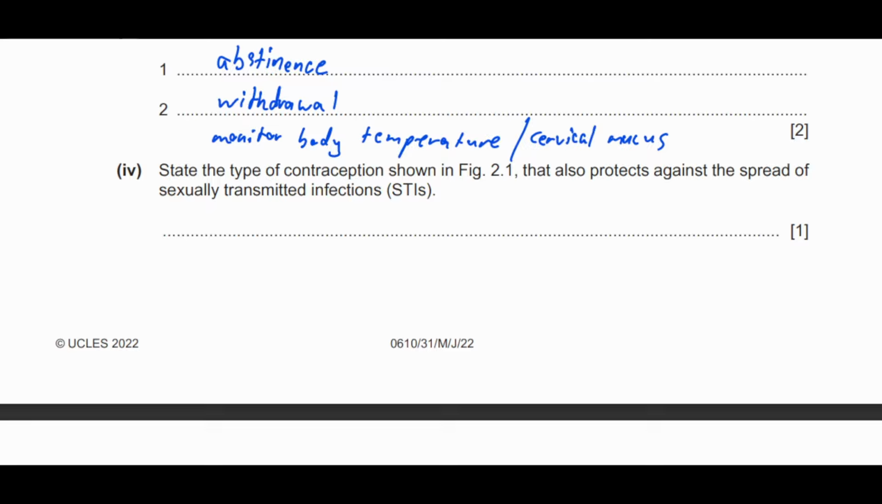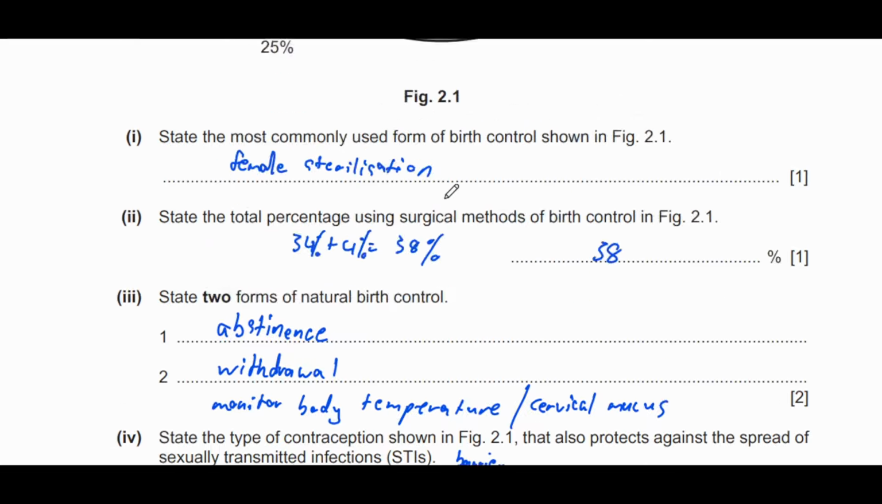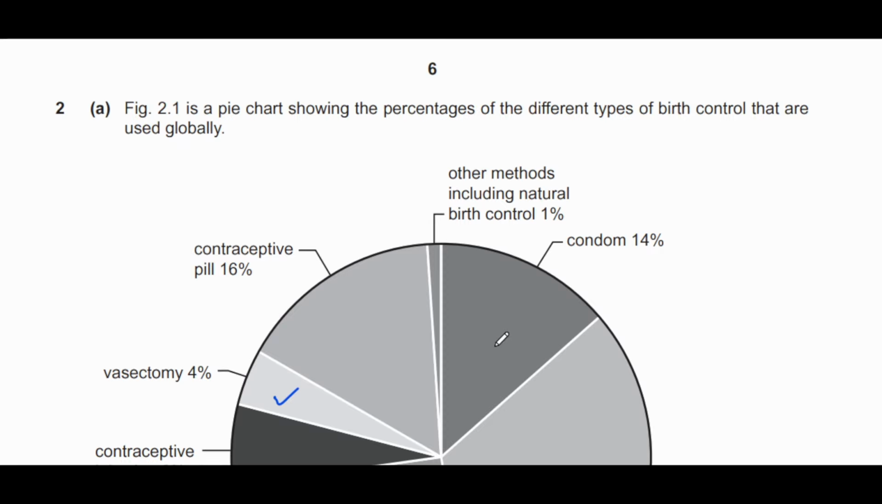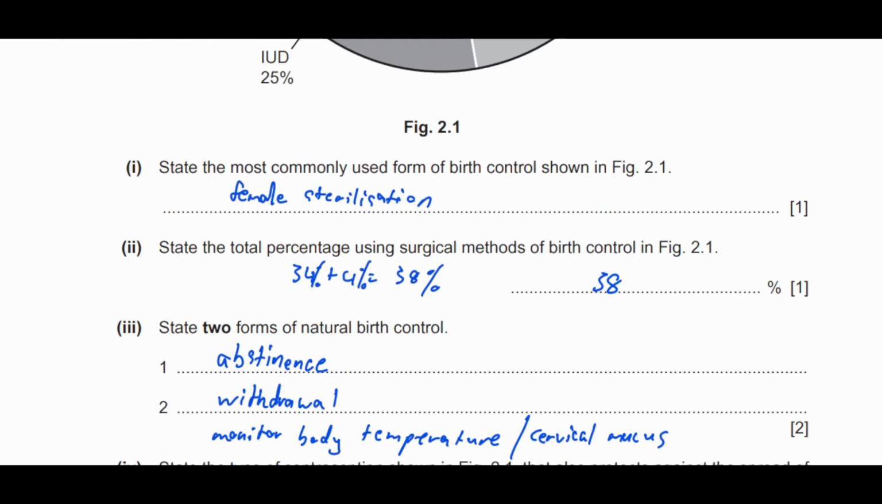Okay. Now, question 4. State the type of contraception shown in Fig 2.1 that also protects against the spread of sexually transmitted infections. So, the only type of contraception that will protect against STIs would be the barrier methods. So, which of these are barrier methods? The only one is the condom. Okay, so therefore, question 4 is condom.